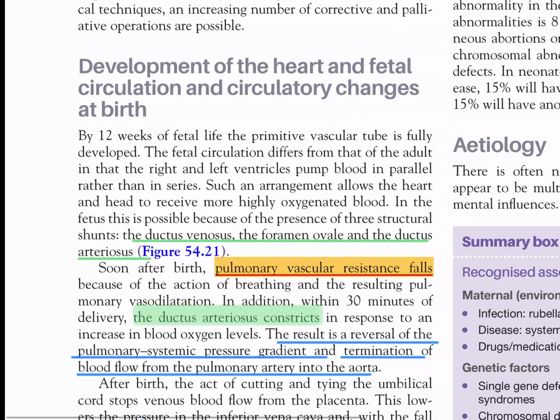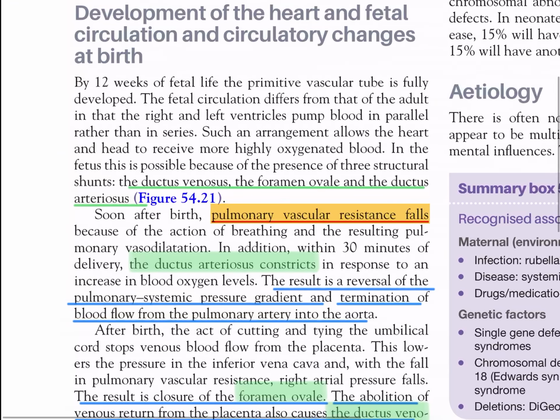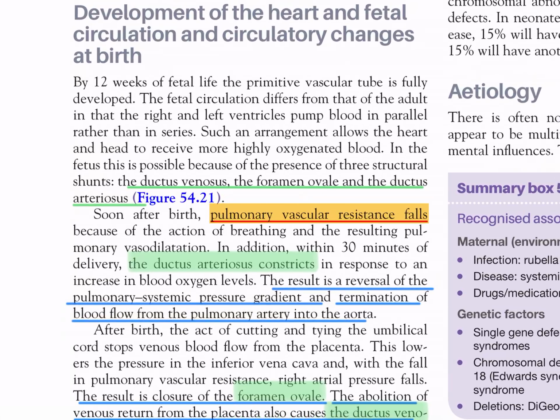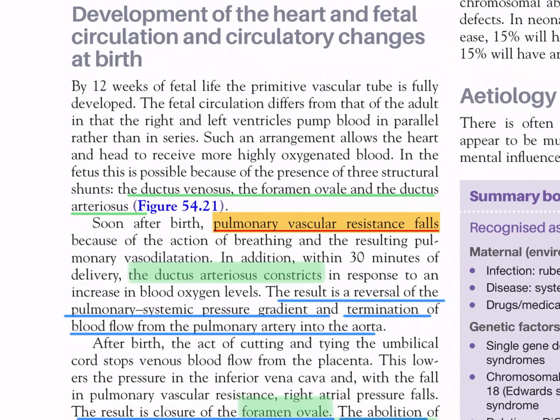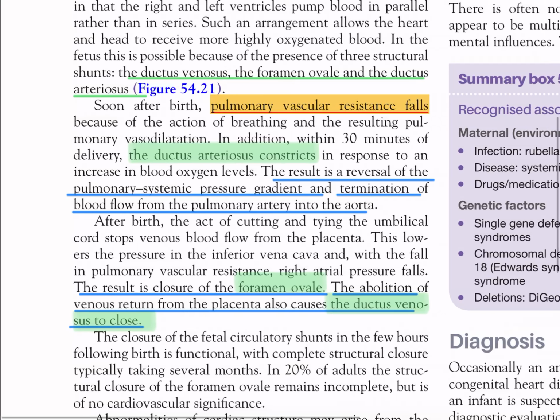Development of the heart and fetal circulation and circulatory changes at birth. By 12 weeks of fetal life, the primitive vascular tube is fully developed. The fetal circulation differs from that of the adult in that the right and left ventricles pump blood in parallel rather than in series. Such an arrangement allows the heart and head to receive more highly oxygenated blood. In the fetus, this is possible because of the presence of 3 structural shunts: the ductus venosus, the foramen ovale, and the ductus arteriosus.